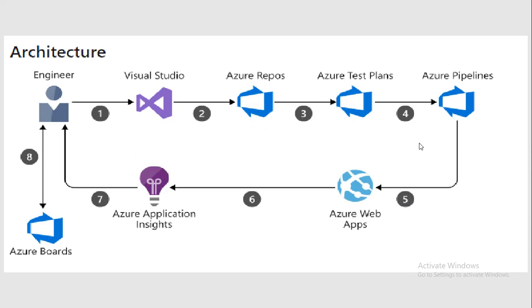So rather than creating and maintaining physical servers, in Azure Devops we have an option of Azure Web Apps. There we are going to deploy the code, and from there the application monitoring is going to be done with Azure Application Insights. And Azure Boards is where project managers come into the picture. They are going to create a test project estimation.